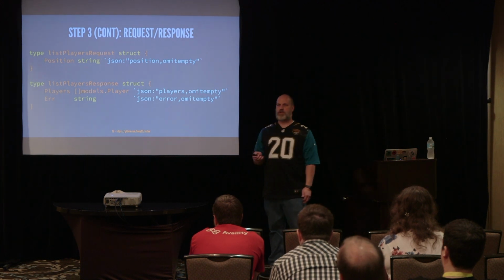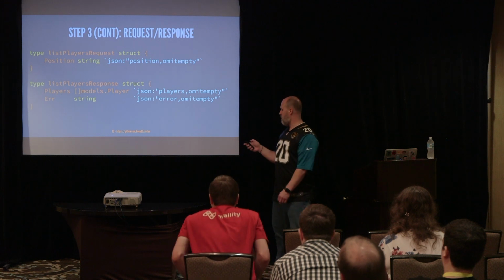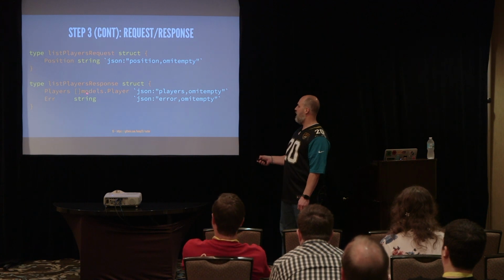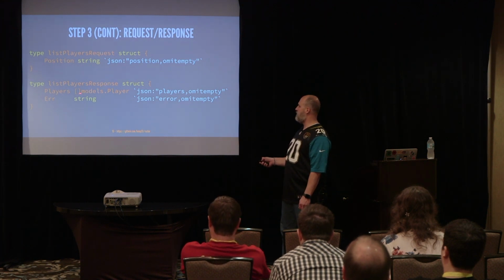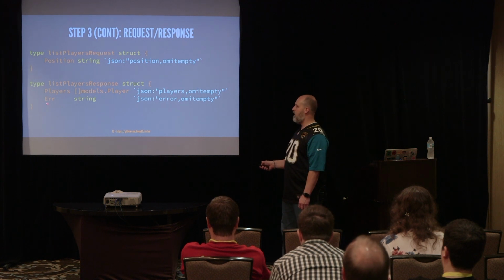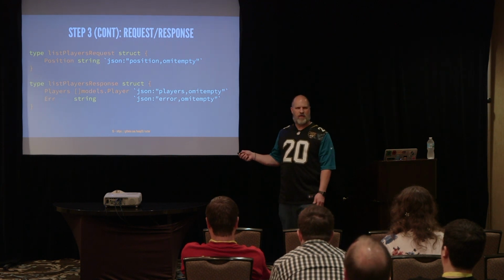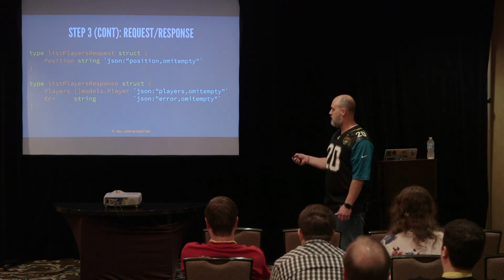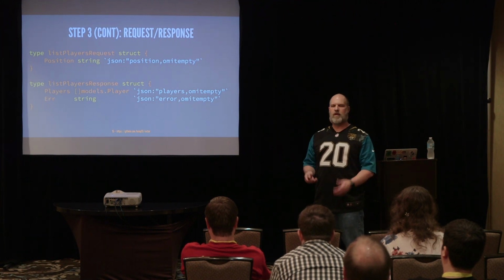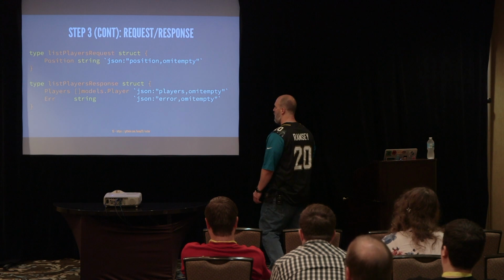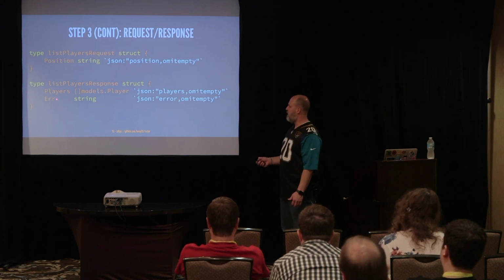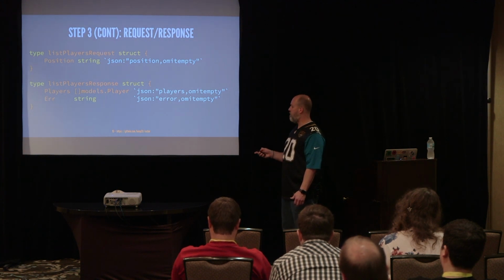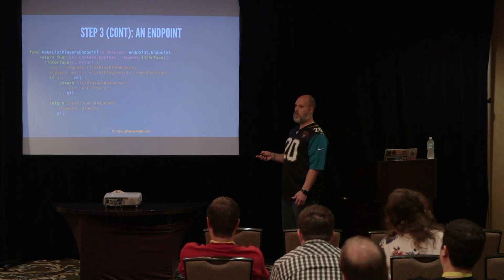Well, what are these list players request and list players response? These are our data structures that our endpoints understand. We have a list players request that knows about a position, and a list players response that knows about an array of players and an error as a string. Now you might think, well, why aren't you using HTTP codes for your errors or HTTP status error messages? Well, at this point, we're not HTTP anything. We don't care about HTTP. What we are is just data, and we're saying that our response is going to contain a list of players and an error string. Questions on that?